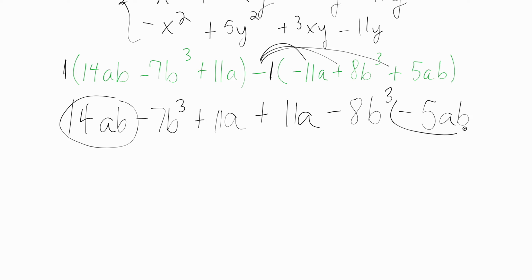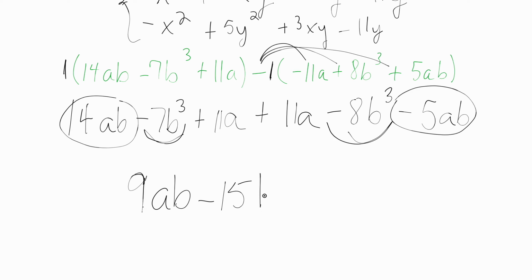14ab minus 5ab. Careful, as you always have with combining like terms, to take the sign in front of the term with the number, or with the variable part, excuse me. 9ab, negative 7b cubed minus 8b cubed, negative 15b cubed, and then 11a and 11a is 22a.